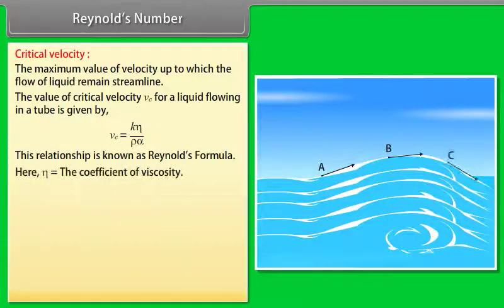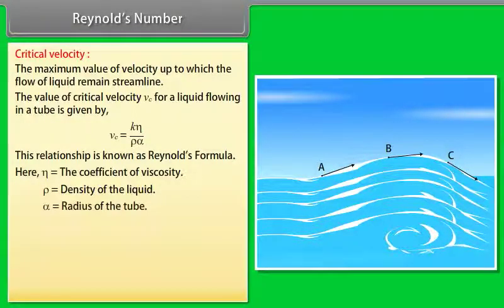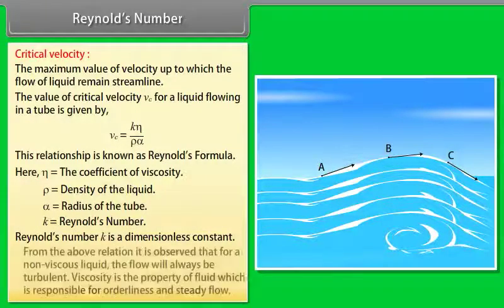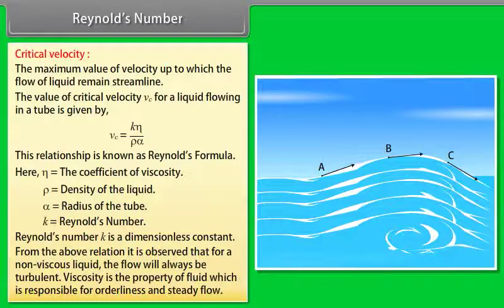Here, eta is equal to the coefficient of viscosity, rho is equal to density of the liquid, alpha is equal to radius of the tube, K is equal to Reynold's number. Reynold's number K is a dimensionless constant. From the above relation, it is observed that for a non-viscous liquid, the flow will always be turbulent. Viscosity is the property of fluid, which is responsible for orderliness and steady flow.